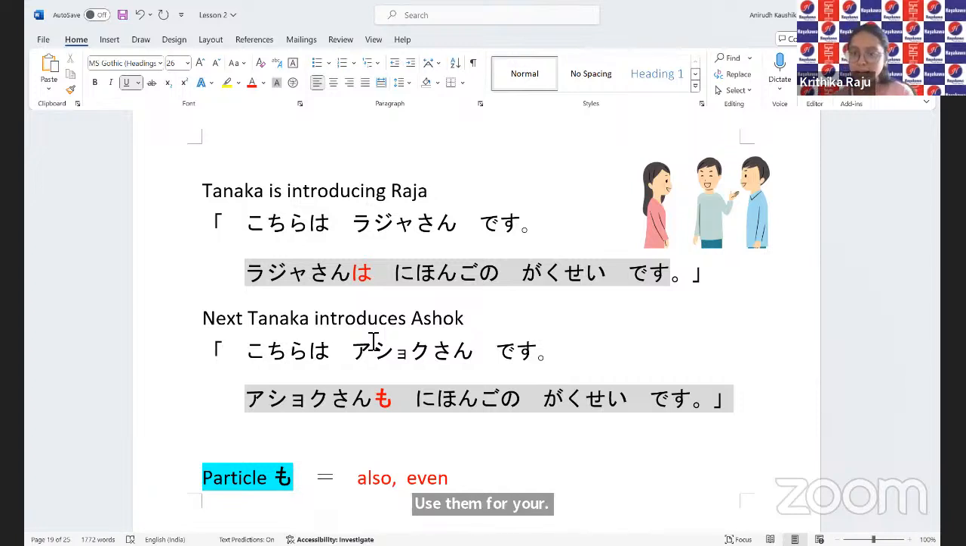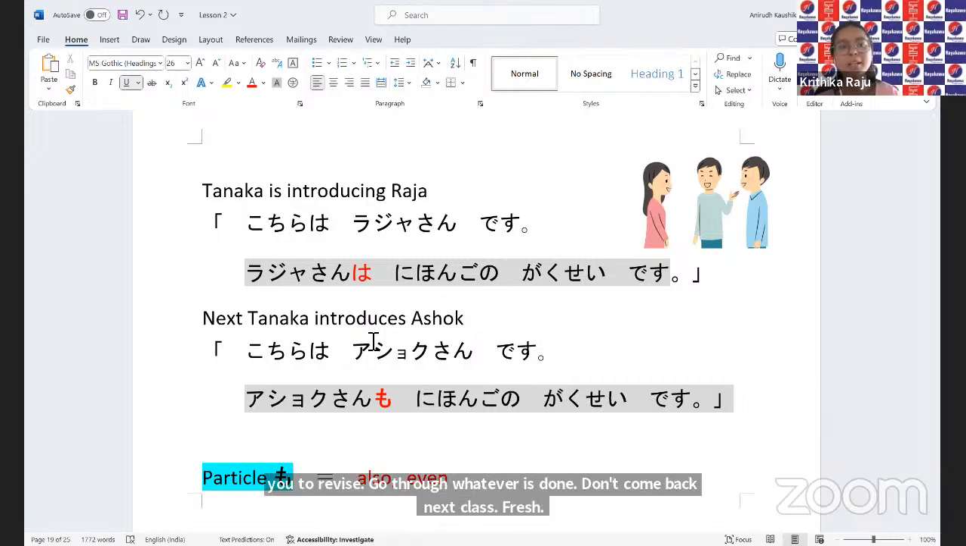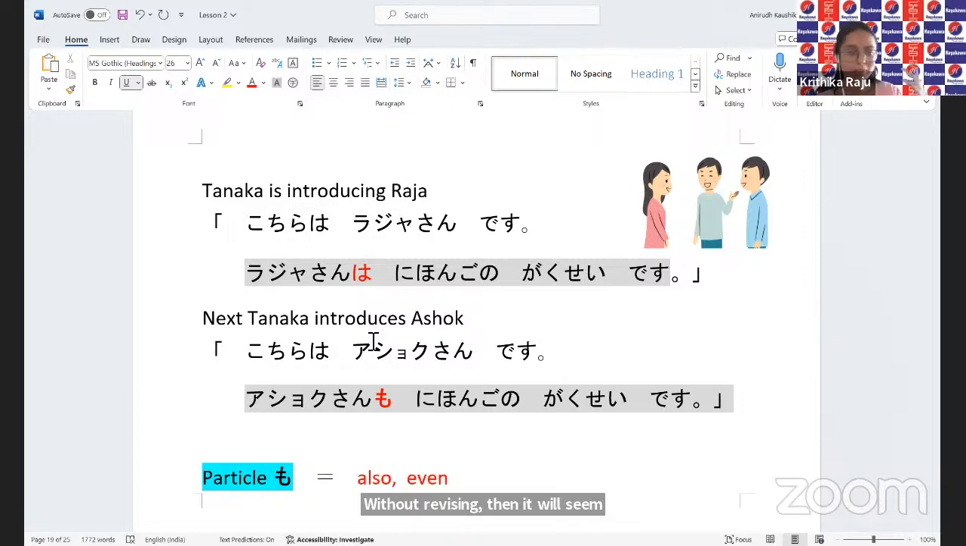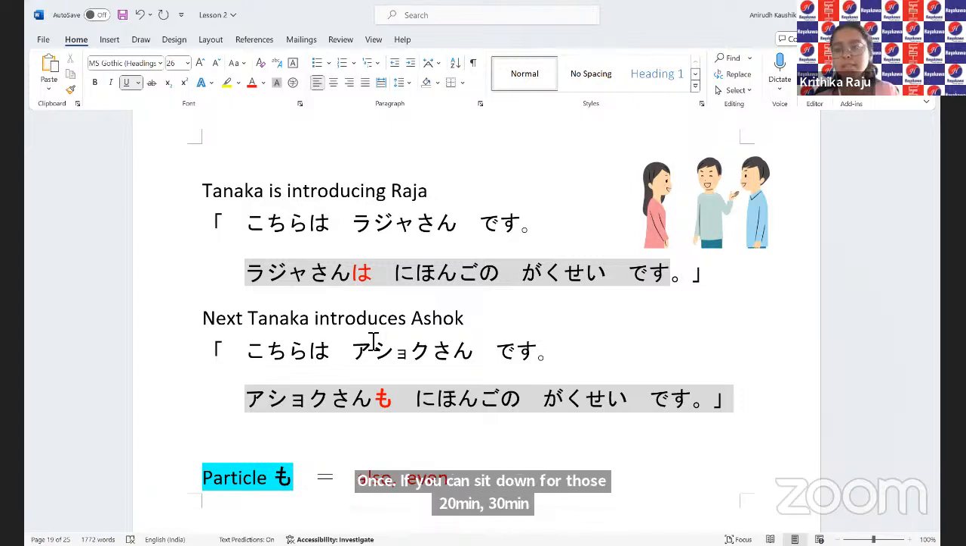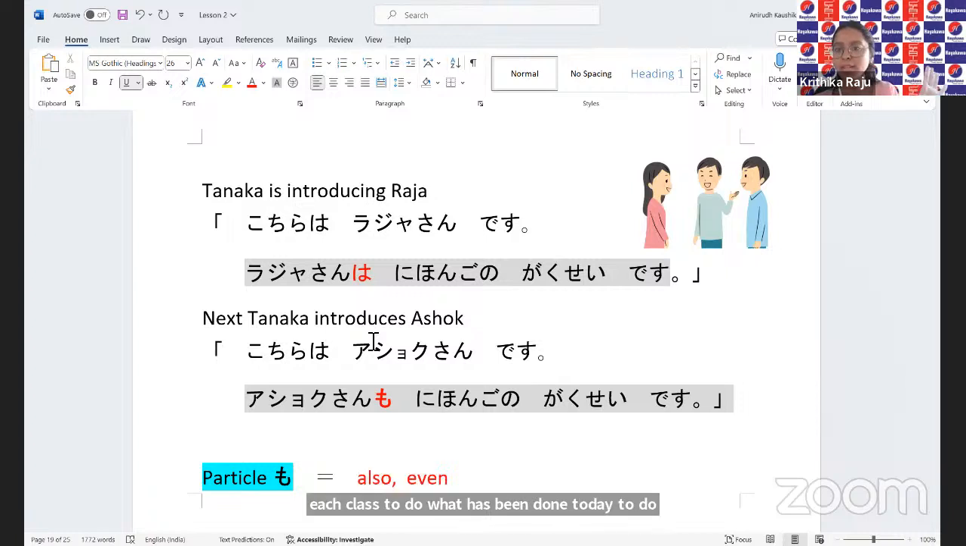and use them for your revision, which is what I expect. In fact, after a particular class, I would like all of you to revise, go through whatever is done. Don't come back next class fresh without revising. Then it will seem like you will not be able to follow immediately with what is being done next. If you can sit down for those 20 minutes, 30 minutes each class to do what has been done today, to do your exercises, it's homework that I will not keep repeating every class. You just have to do it.